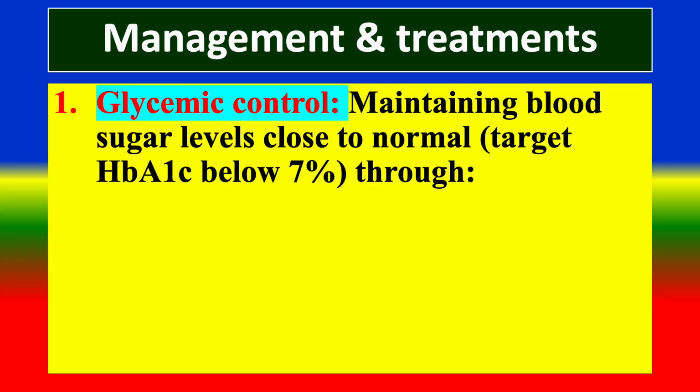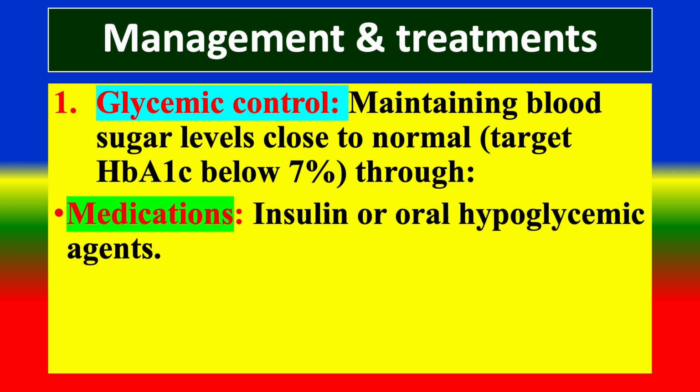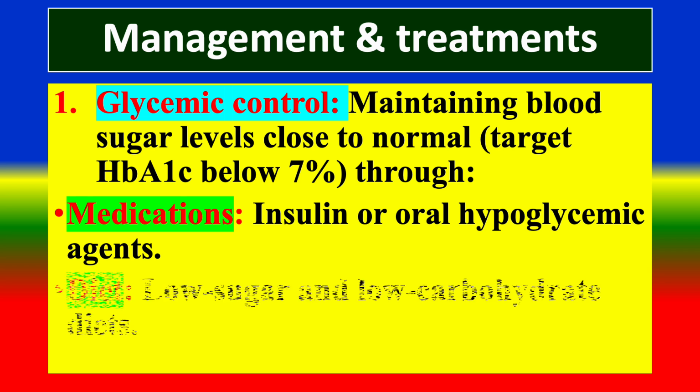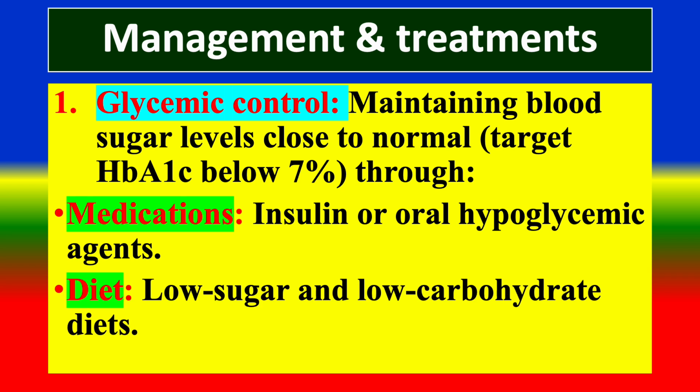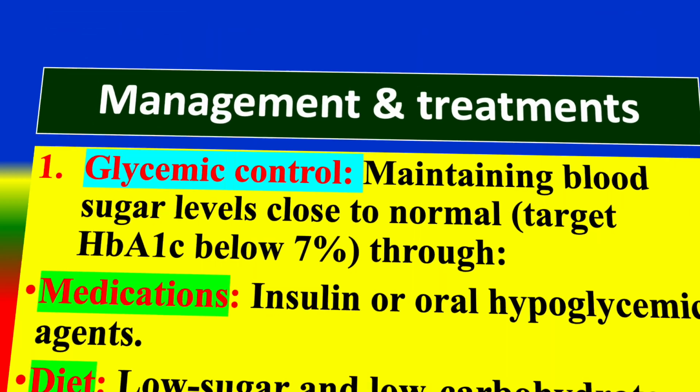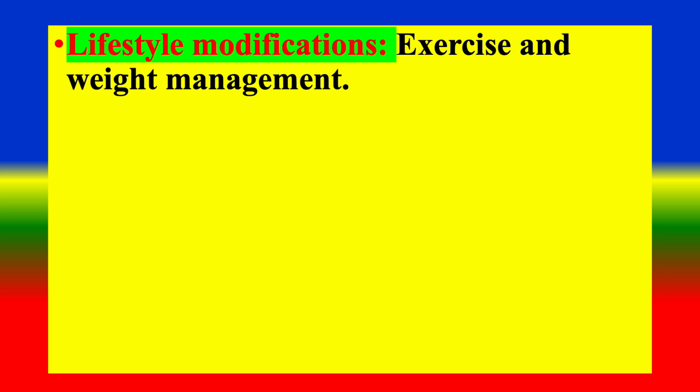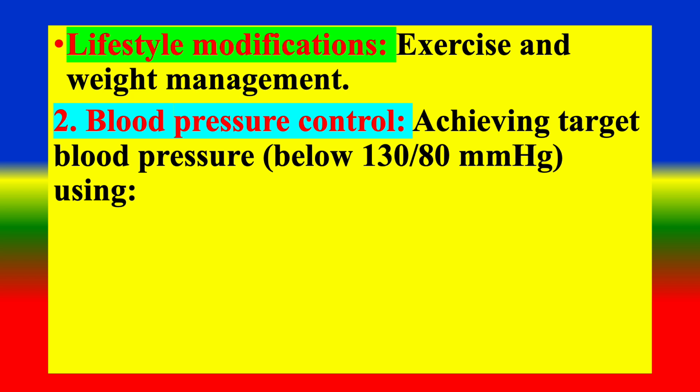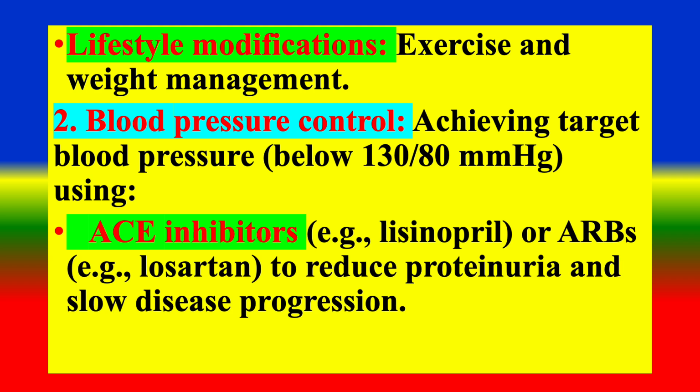Management and treatments: 1. Glycemic control, maintaining blood sugar levels close to normal through medications, insulin or oral hypoglycemic agents. A diet low in sugar and carbohydrates, and lifestyle modifications, exercise and weight management. 2. Blood pressure control, achieving target blood pressure using ACE inhibitors or ARBs to reduce proteinuria and slow disease progression.